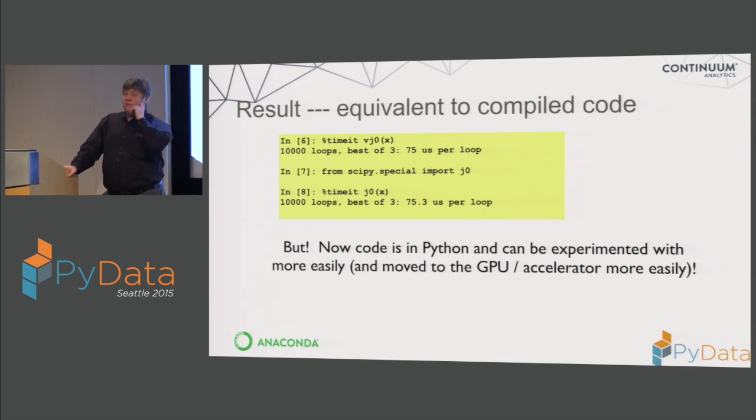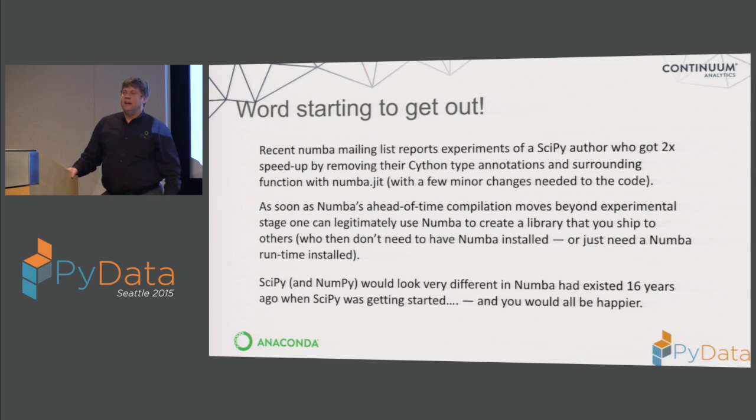So the word's starting to get out, and we had a recent Numba mailing list where somebody got a 2x speed up by taking their Python code that they'd written. It was a spatial hierarchy function inside of SciPy, and they just took the code and removed all the type annotations, made it look more like Python, and then just put JIT around things. They did have to make a few minor changes to the code. Like I said, it's not perfect. Numba doesn't just take everything. But he was really pleased. It was only a few minor changes, slight differences in the way he approached it. And then the result was 2x faster.